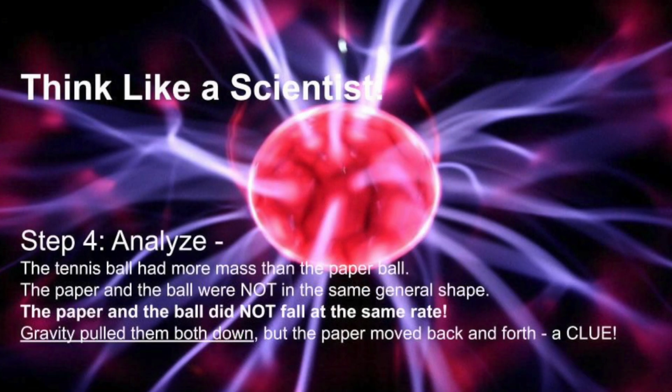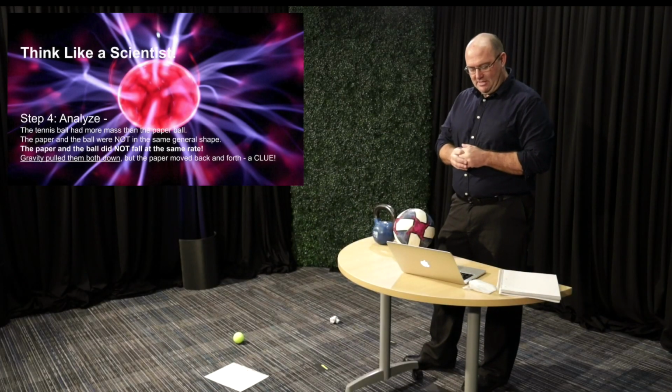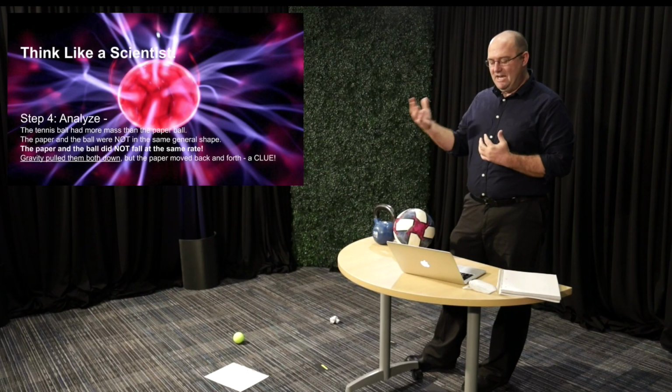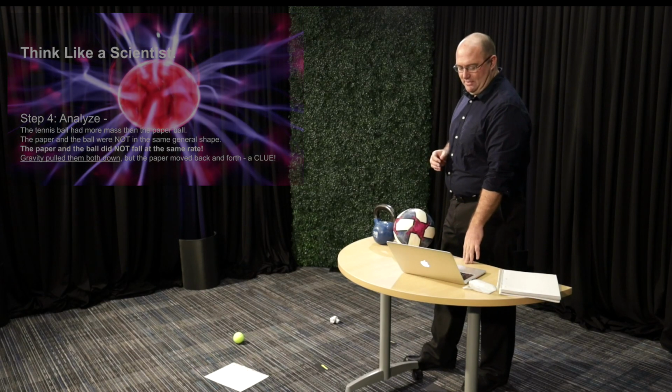Uh-oh. So we have to go to step 4. We have to analyze. What changed? What stayed the same? The tennis ball still has more mass than the paper ball. The paper and the ball were not in the same general shape this time. The paper and the ball did not fall at the same rate, and gravity pulled them both down. But the paper moved back and forth. That's what scientists call a clue.